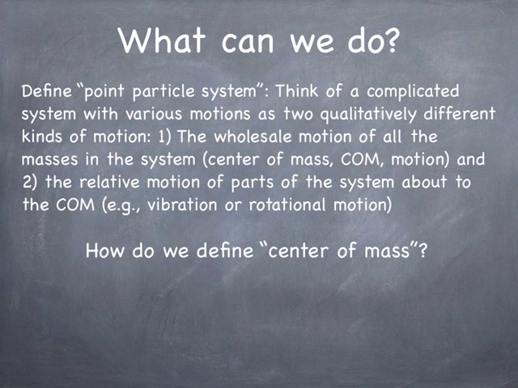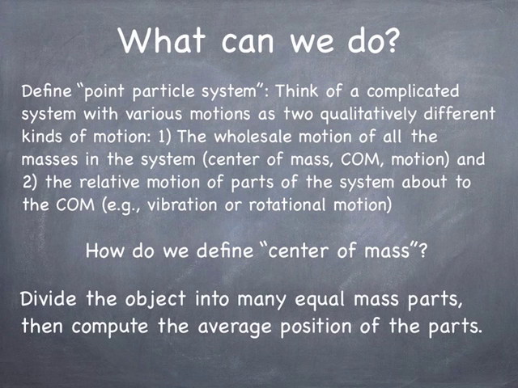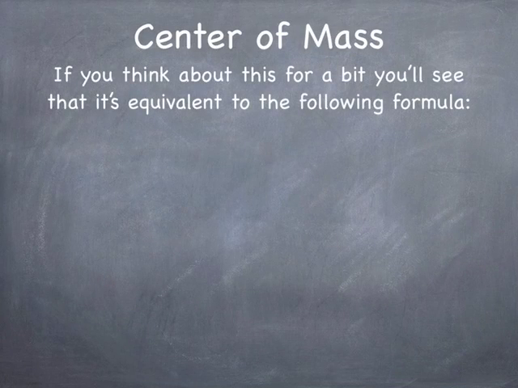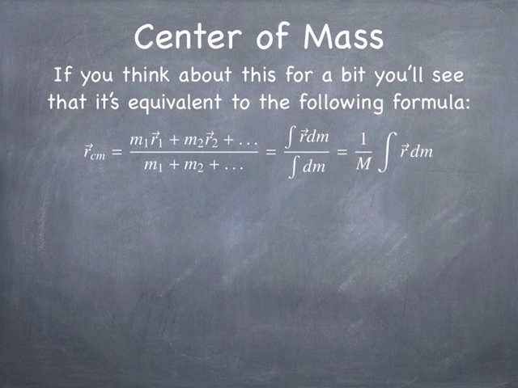So let's march ahead. We want to define center of mass more carefully. I do literally mean it's the average position. If we were to divide any object, no matter how complicated, into equal mass pieces, and then compute the average position of all the pieces, that would be the center of mass. So let's take a look at that. If you think about that definition for a little bit, you'll realize that it's equivalent to this formula.